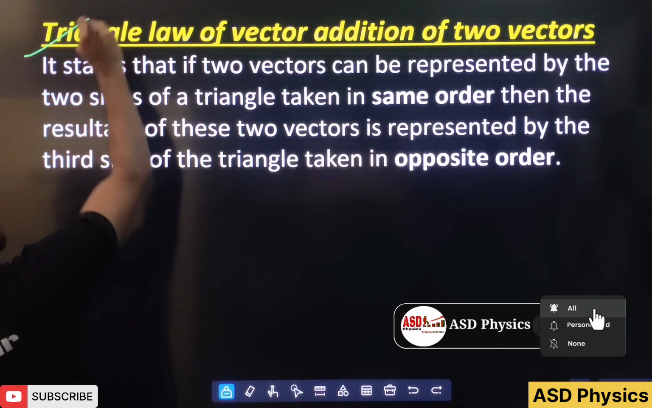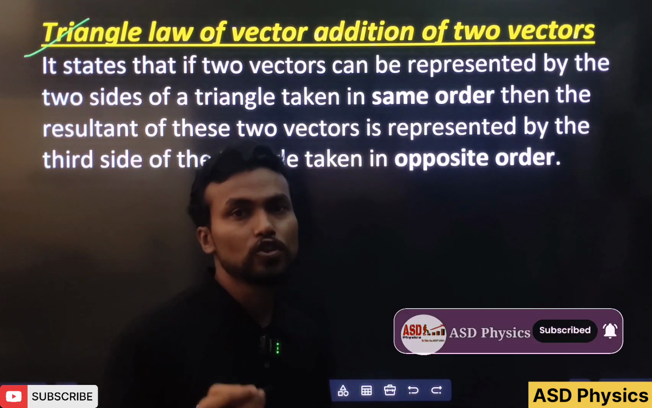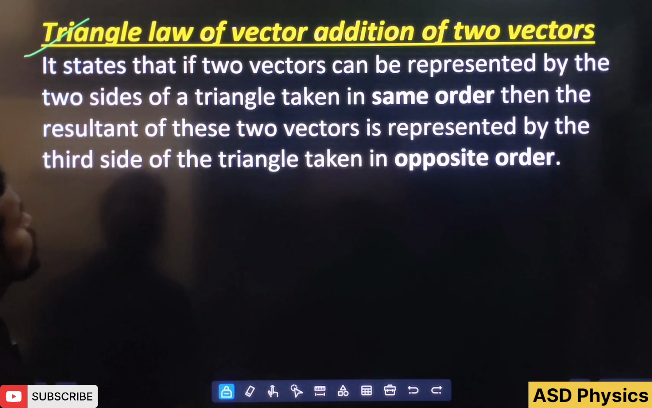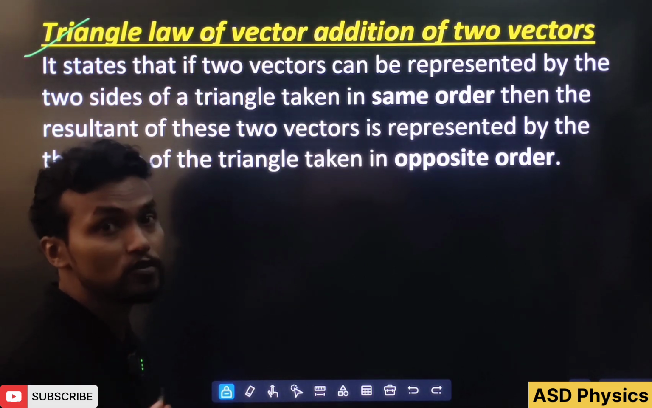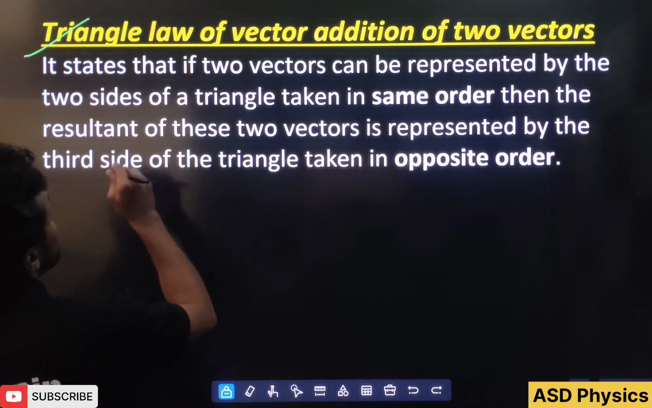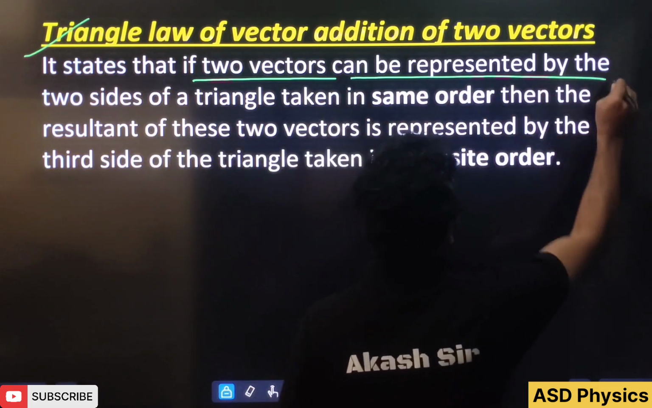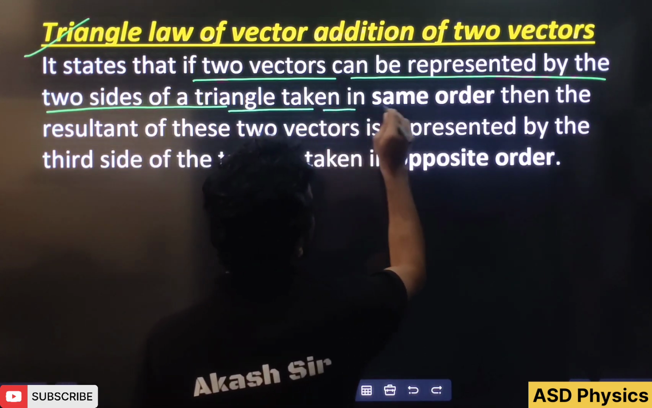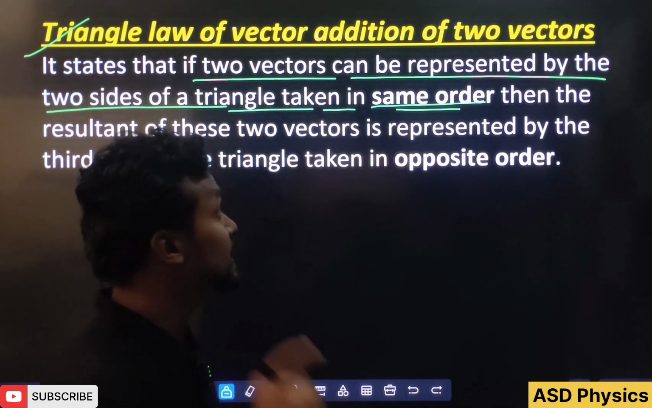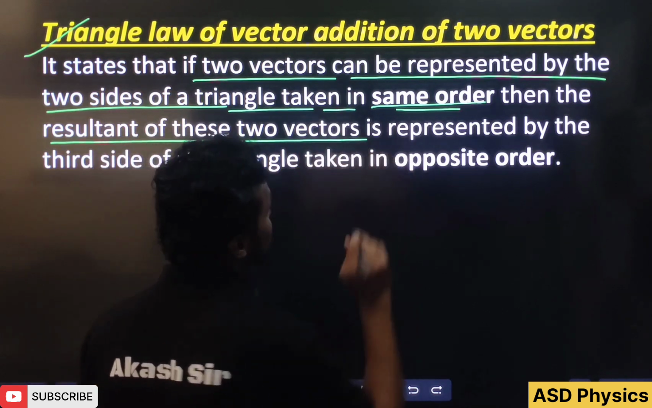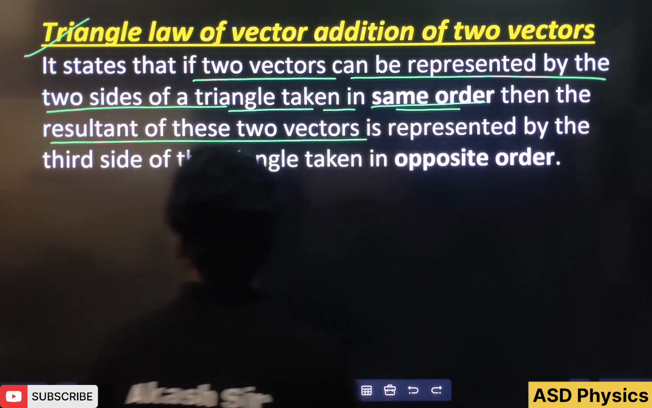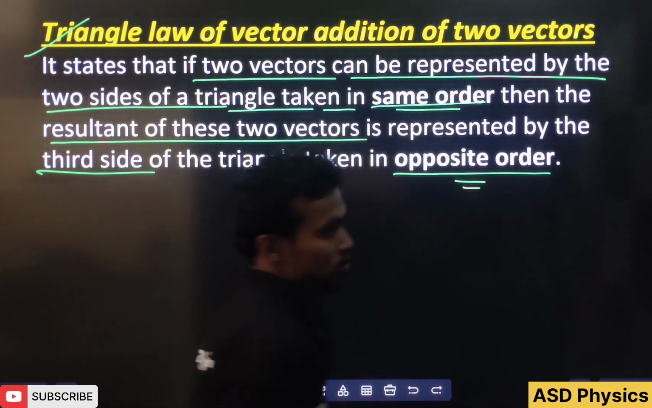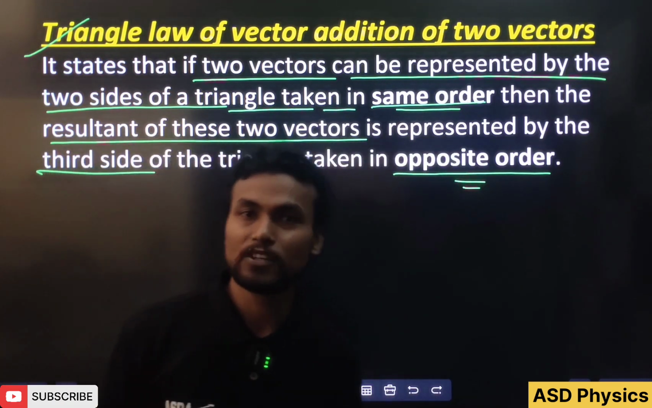Now, students, here. Triangle law of vector addition of two vectors. Okay, for more than two vectors, we will see polygon law and all that. But first, triangle law for the two vectors. What is there? Let's see the definition. We have to write in the exam also. What is the definition? See, it states that if two vectors can be represented by the two sides of a triangle taken in same order, then the resultant of these two vectors is represented by the third side of the triangle taken in which order? Taken in opposite order.